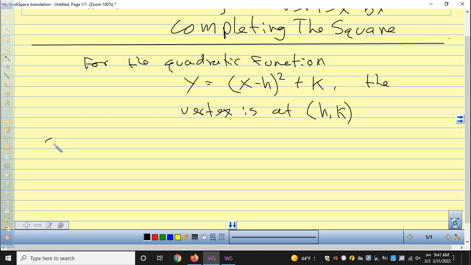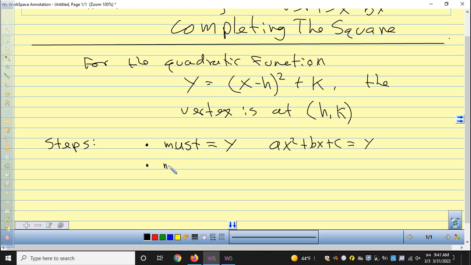All right, so our steps for completing the square. The first one is this, our quadratic function must equal y. So we need ax squared plus bx plus c equals y. When we were solving, we had to equal 0. Today we're not solving, we're just rearranging, so we have to equal y.